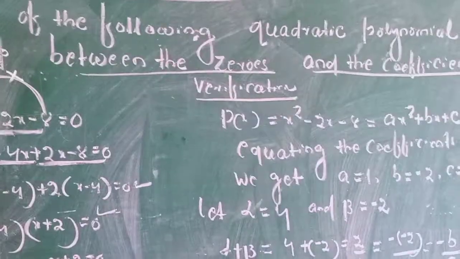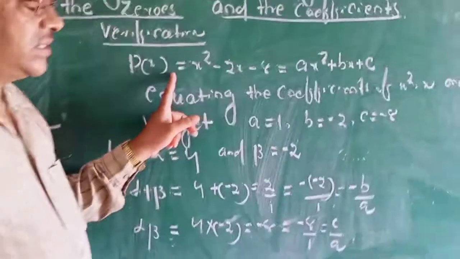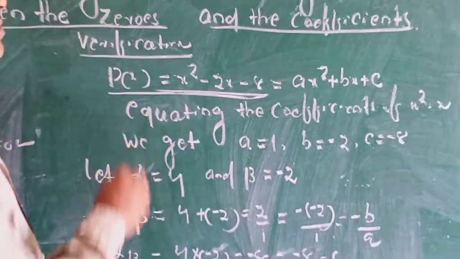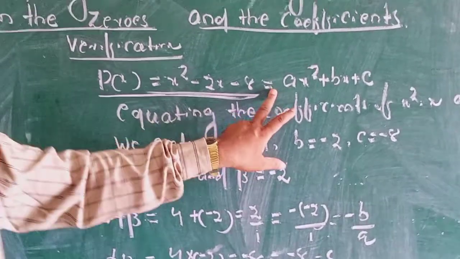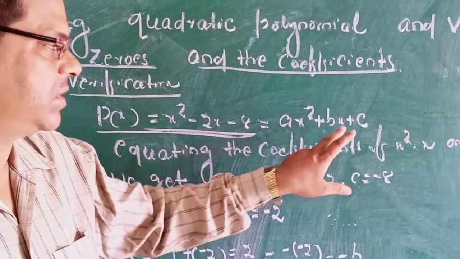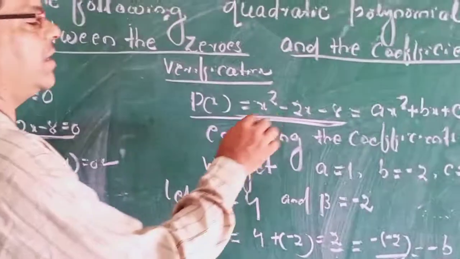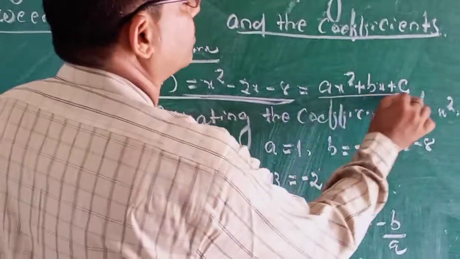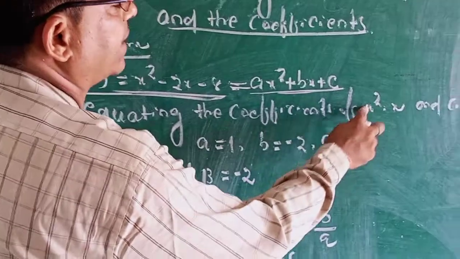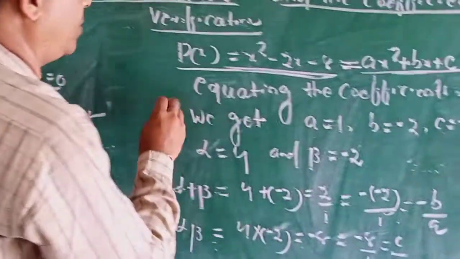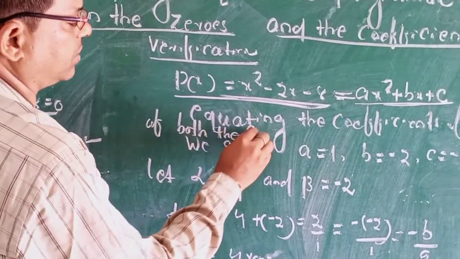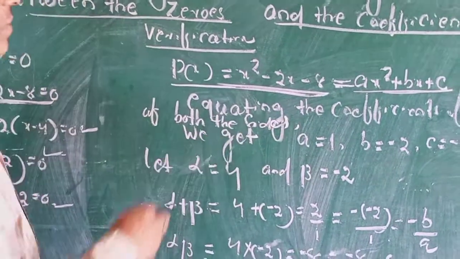Now, very good. You see here, p of x is equal to x square minus 2x minus 8. This is the question given. Now you have to write this in the form of a general quadratic polynomial. The general quadratic formula is ax square plus bx plus c. Now if you write x square minus 2x minus 8 equal to ax square plus bx plus c, then equating the coefficients of x square, x and the constant on both sides, what do we get?